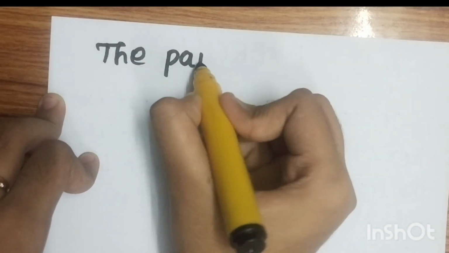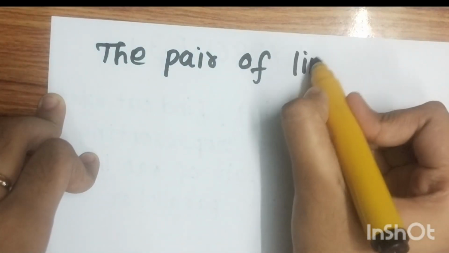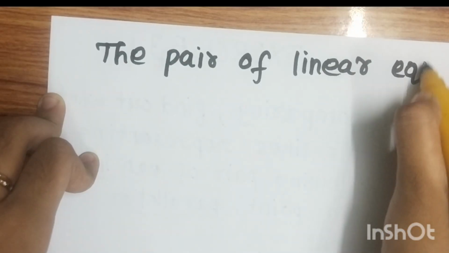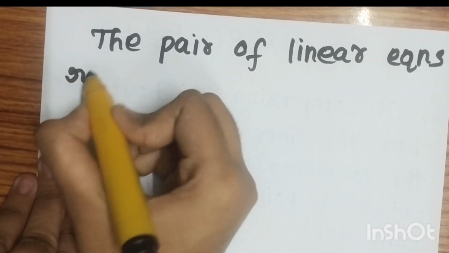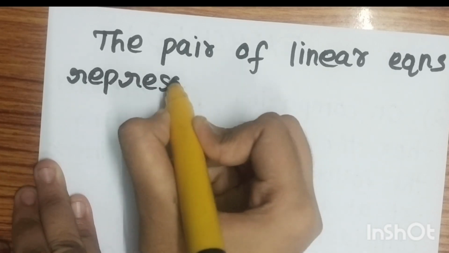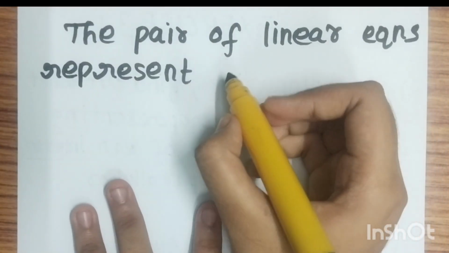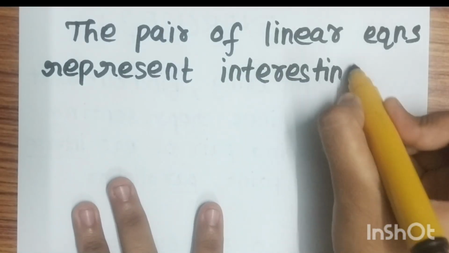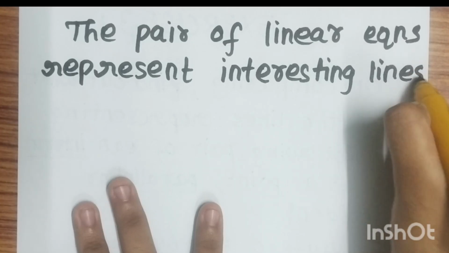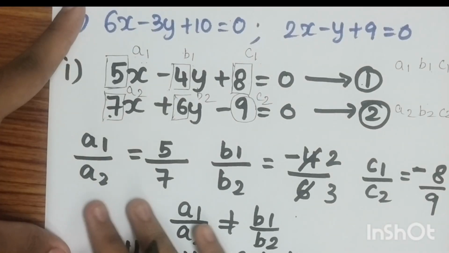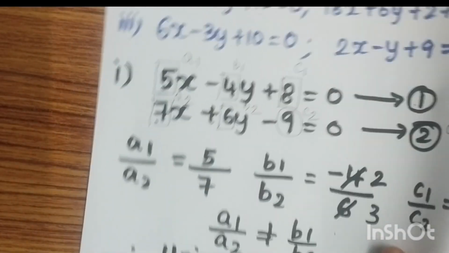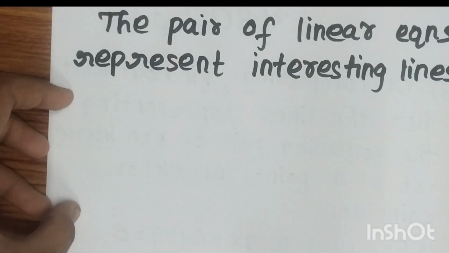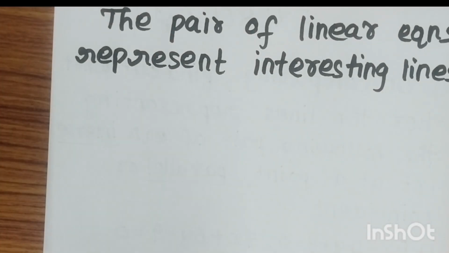We are going to write the pair of linear equations represent intersecting lines. Once you are thorough with all these ratios and what type of solution you get, this sum will be easy. The same procedure will be followed for all these sums. You have to remember the ratios like a formula. That's it. Clear? So moving on to the next sum.